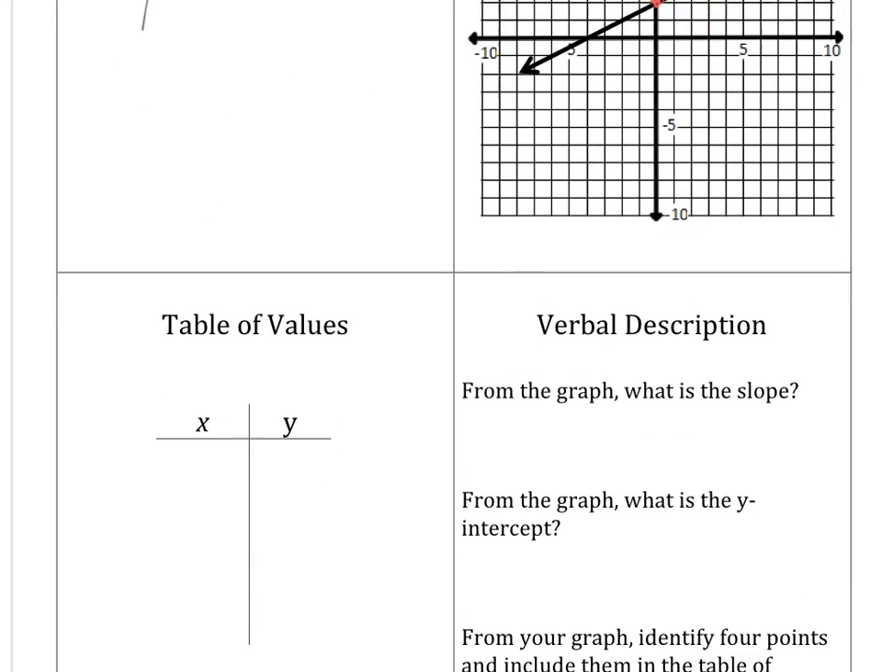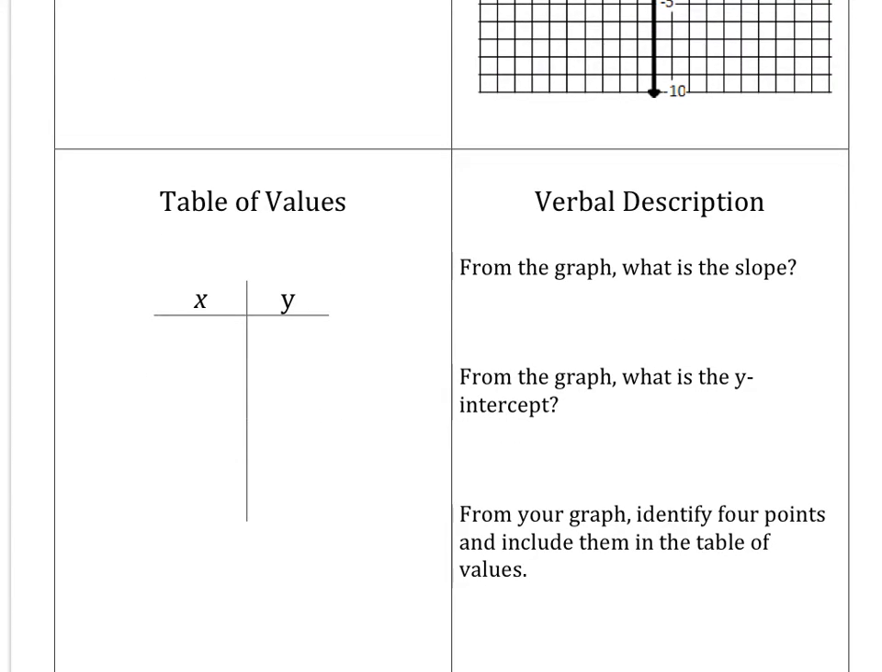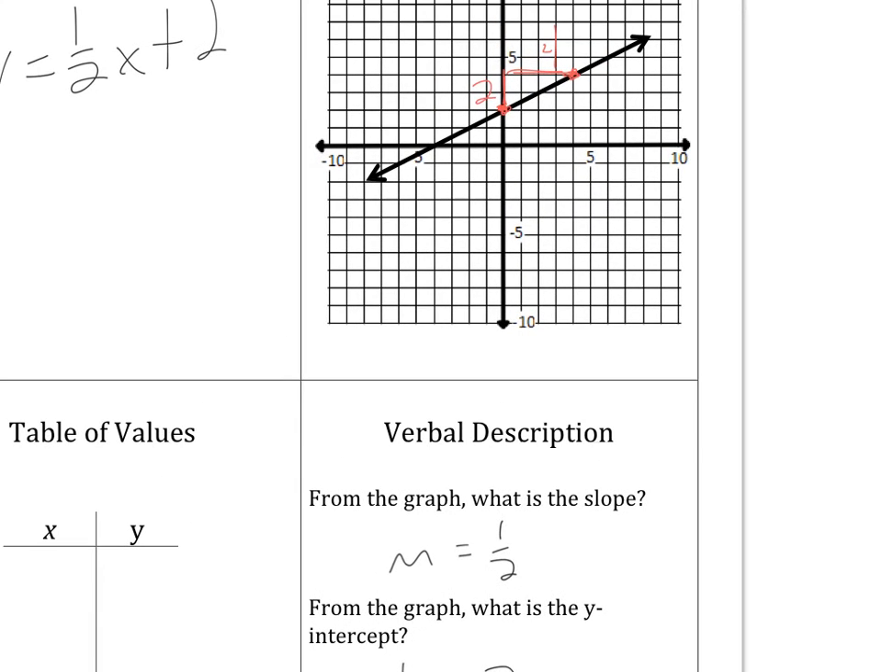Let's scroll down here now. Let's look at our verbal description here. From the graph, what is the slope? Oh, we already answered that. That was m equals 1/2. From the graph, what is the y-intercept? Okay, well, that y-intercept was 2, so we'll say b equals 2 here. Okay, and then the other one says, from your graph, identify 4 points and include them in the table of values. So we don't actually need to write anything down there. It's just giving us some instruction on how to fill in our table of values here.